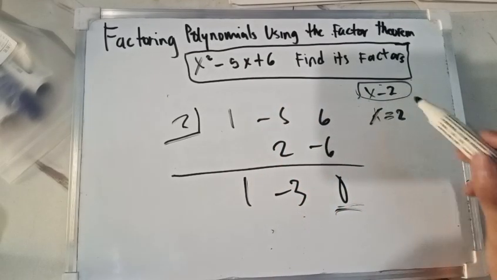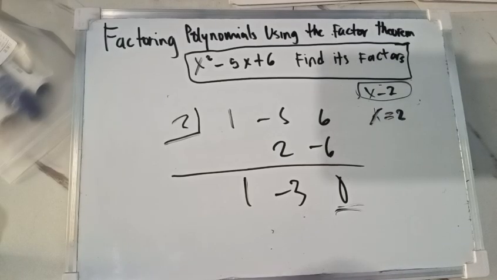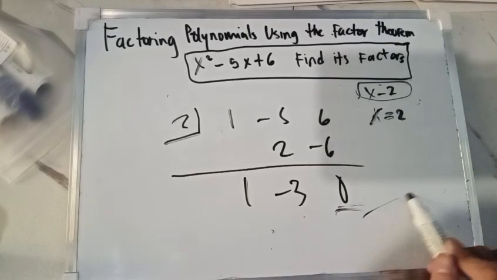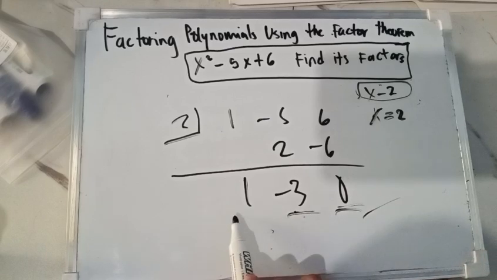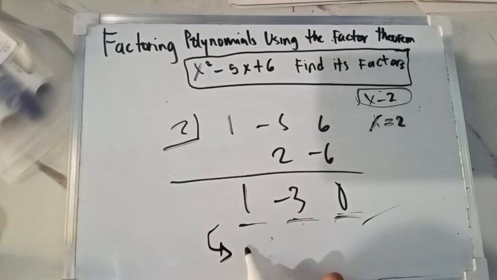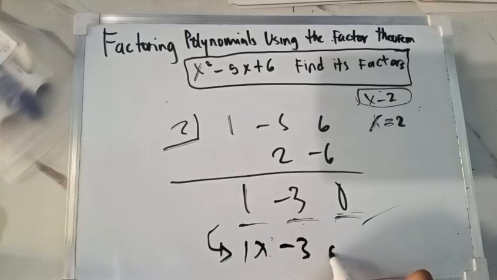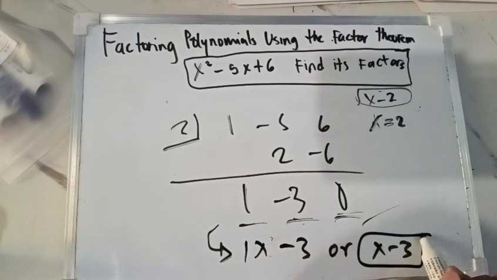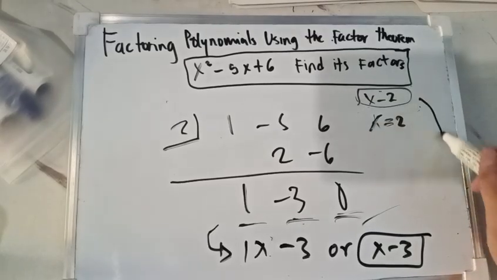Now, this is the answer. This is the remainder, this is the constant term, and this is the term corresponding to x. So let's rewrite it as a polynomial: 1x minus 3, or x minus 3. So these two are our factors.